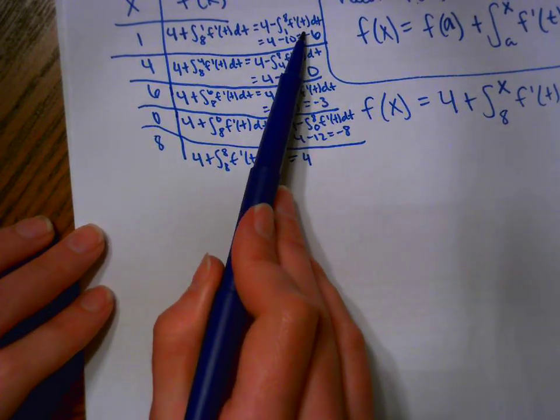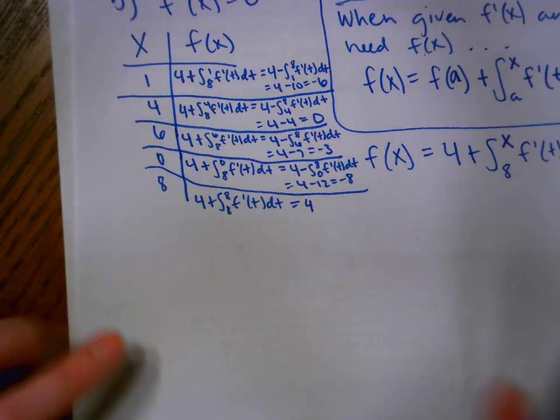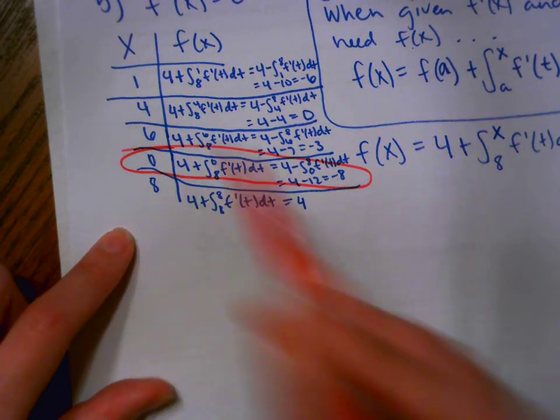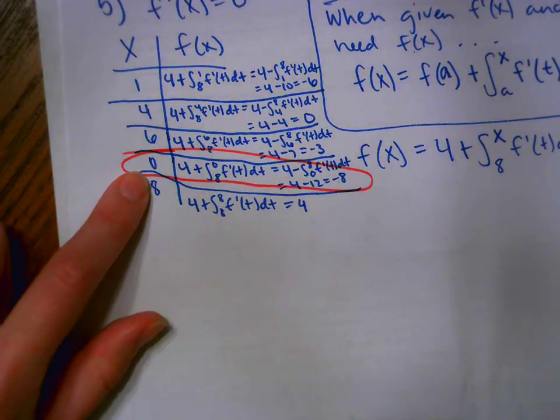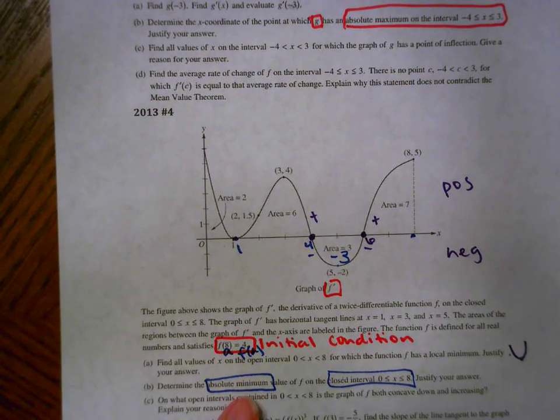So we have all these y values we can compare: negative 6, 0, negative 3, negative 8, and 4. And we're looking for our minimum, so which one's the smallest? It would be negative 8. So did it ask for the x value or the y value? It says determine the absolute minimum. Not where, but the minimum, which is the y value.